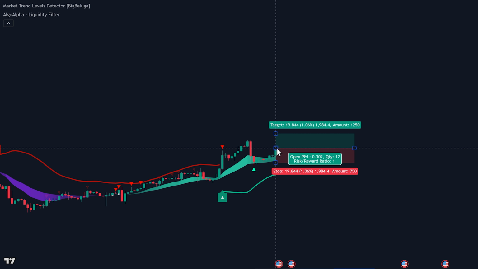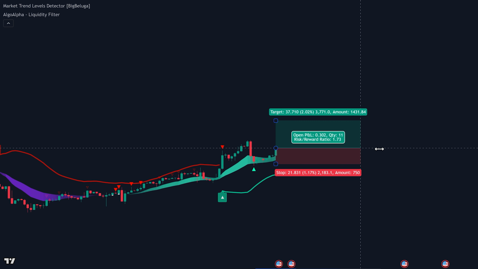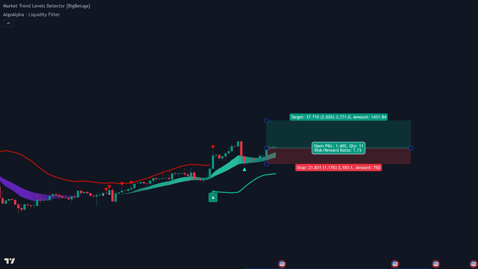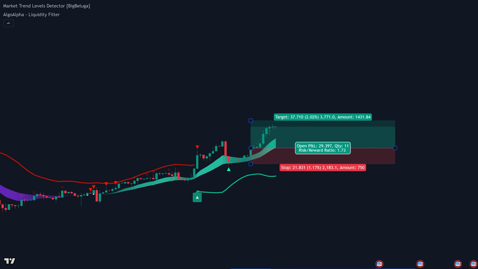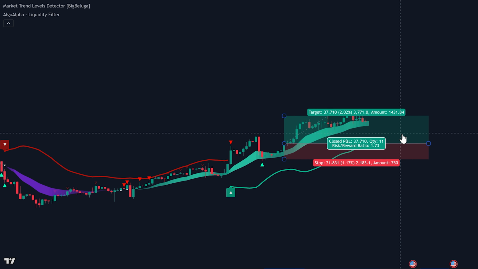The stop loss should be placed just below the market trend detector's trend band to protect against downside risk. For the take profit, we target a 1 to 1.5 risk to reward ratio. In this example, all criteria were met, and price moved in our favor, fully reaching the profit target. A clean and well-structured trade.